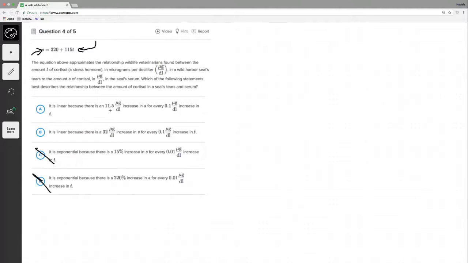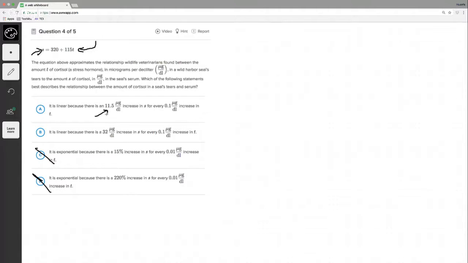It is linear because there is an 11.5 increase in S for every 0.1 increase in T. That is correct, actually. A is right. Let's just read B. It is linear because there is a 32 increase in S for every point. No.